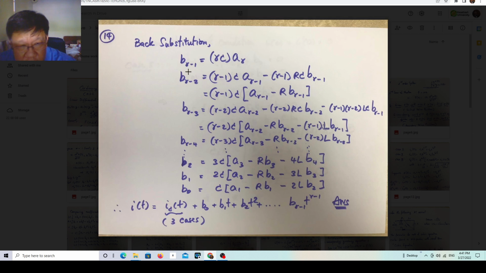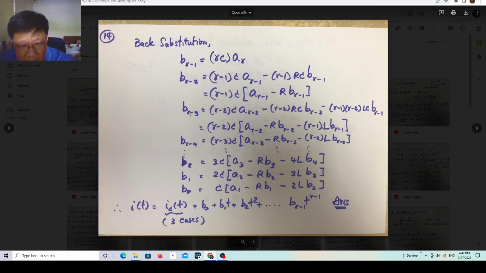So this is what we did. We just arranged the terms from b sub r minus 1, b sub r minus 2, and then b sub r minus 3, you get here r minus 2. Then I just take out the common value, r minus 2 times c, and put it in here. So the first term becomes a sub r minus 2, minus r minus 2 times c, and the remaining becomes r times b sub r minus 2. This one, r minus 1 times c, take it out, and the remaining term becomes r minus 1 times l, times b sub r minus 1. So this is the first to generate.